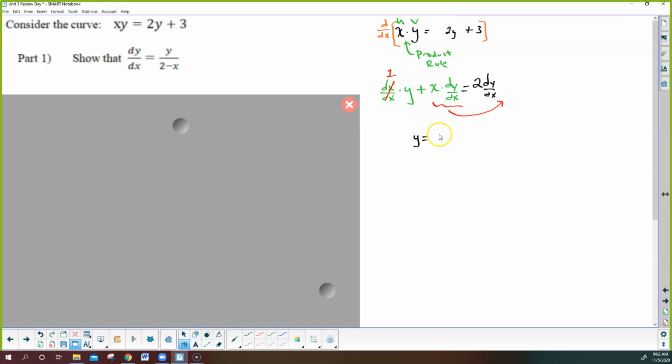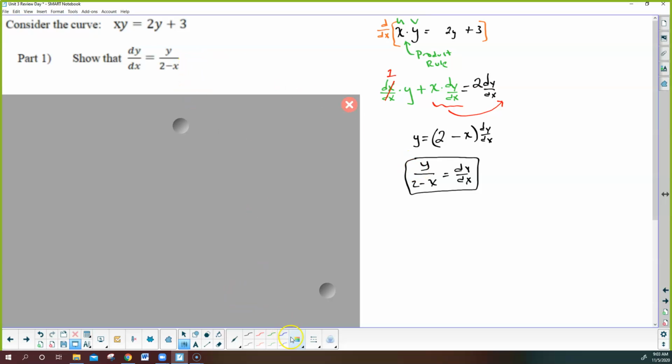And then over here, notice how I have a 2, and that has a dy dx, and then I'm going to subtract the x over to the other side, and that has a dy dx. So I'm going to do 2 steps in one and just move the x over, but factor out the dy dx at the same time. And I showed that dy dx looks exactly like what they wanted it to.